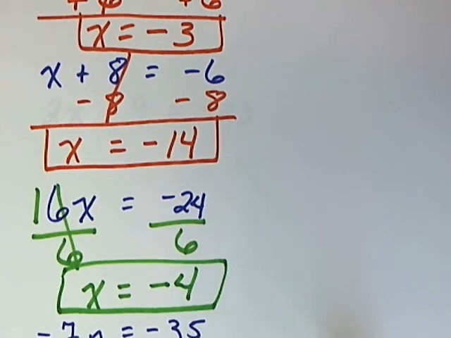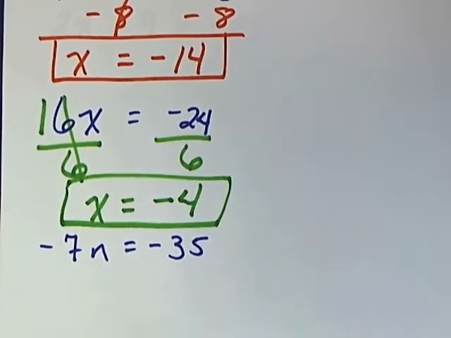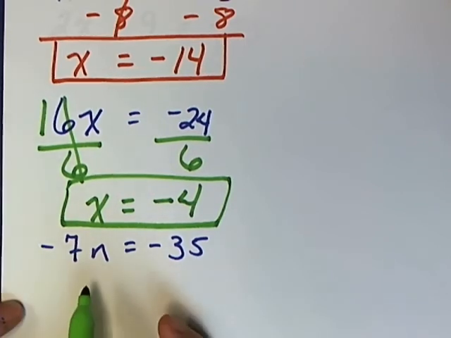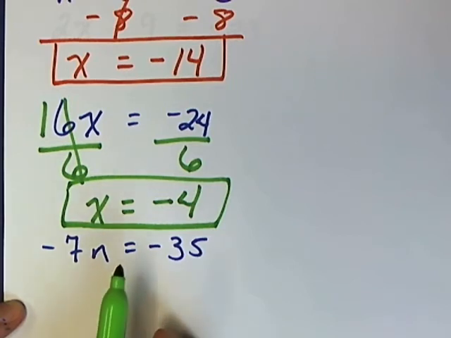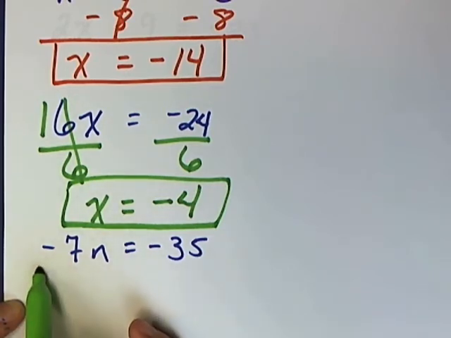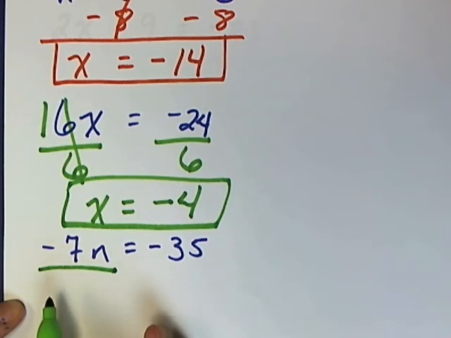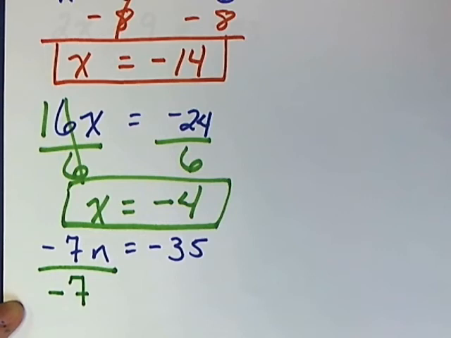One last one here. A little more review with the negatives. Negative 7n is equal to negative 35. Now, yes, it's a negative 7, but between the 7 and the letter, there's nothing there, which means it's multiplication. So to cancel out multiplication, we divide. Anything divided by itself is 1. We don't want a negative n, we want a positive n. So you divide by the entire number, which is the negative 7.